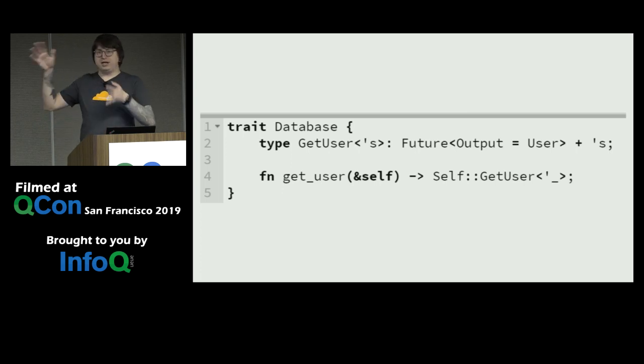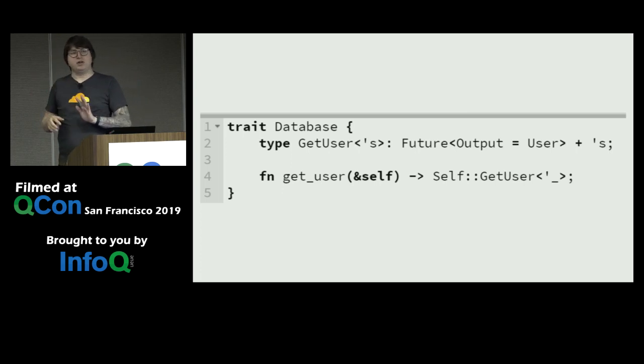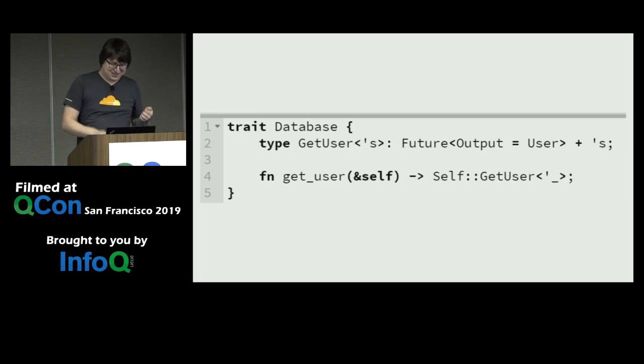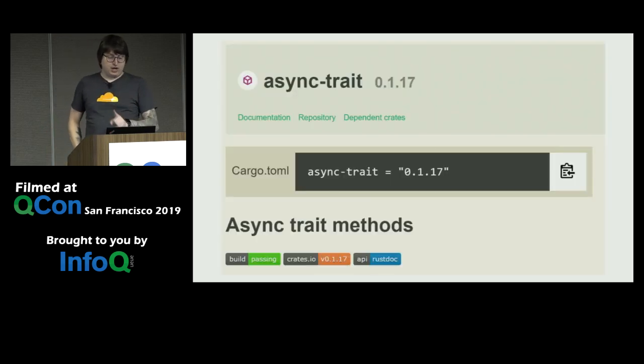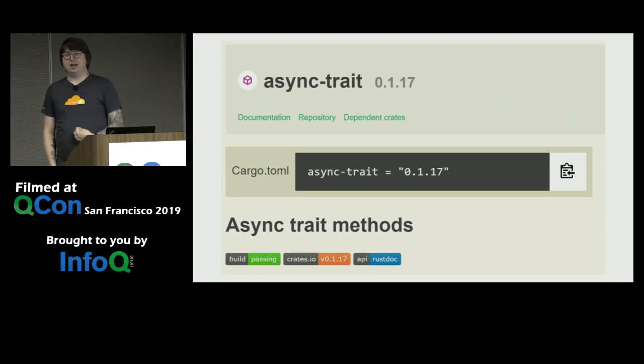We need more type theory shenanigans, and other people who are smarter than me are going to go do all that, and I'm just going to write async function in a trait and be like, it works. Because it actually gets even way, way more complicated than that, but I'm not going to get into that stuff. What I am going to tell you is if you want to use async functions in traits today, you can use this package called async trait, and it implements it for you.